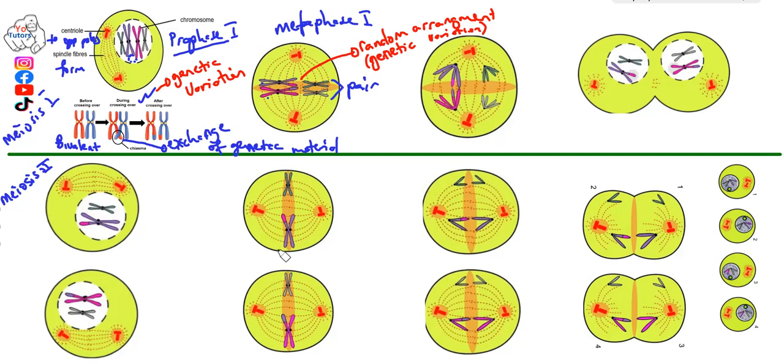Here, I just want you to note something. In metaphase 2, you see that single, individual chromosomes lie on the equator. That's what you see here: individual chromosomes. Okay, now let's move on to the anaphase. Anaphase 1.